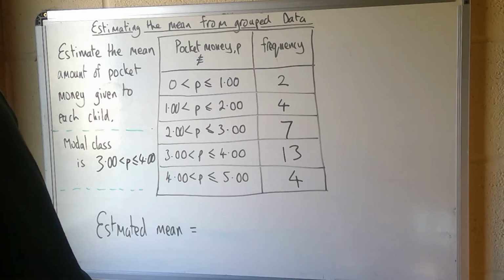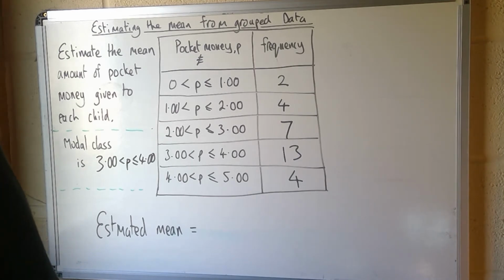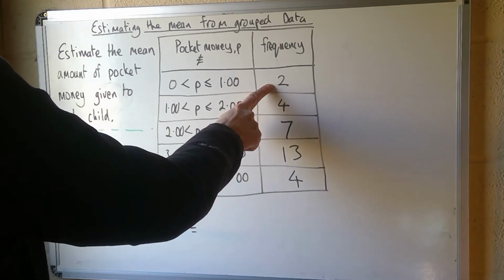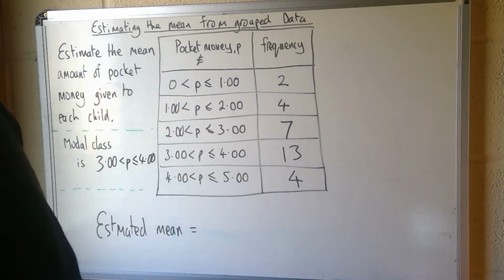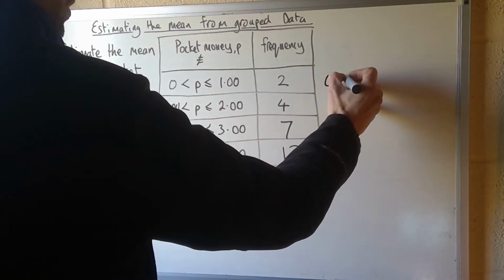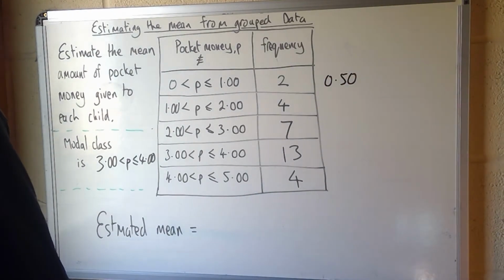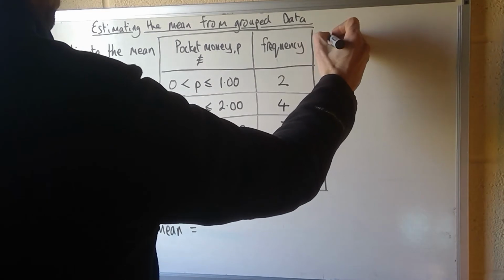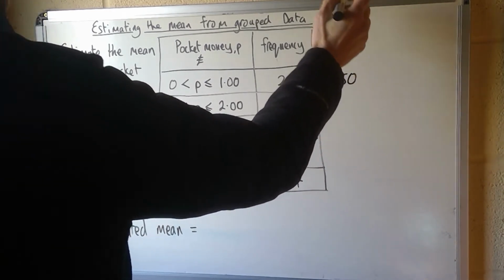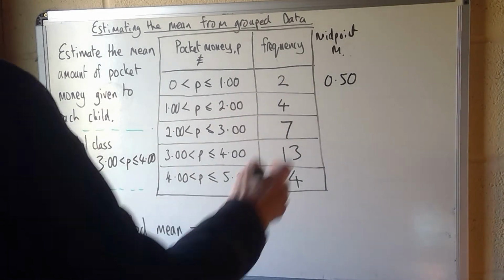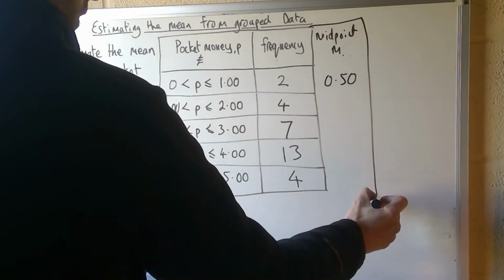So the best guess that we can do, the best estimate, is to assume that these 2 people here, they got between 0 and £1. The best estimate is that they got 50p, or £0.50. And we call this the midpoint of the group. And we add an extra column to our table that we call the midpoint column.